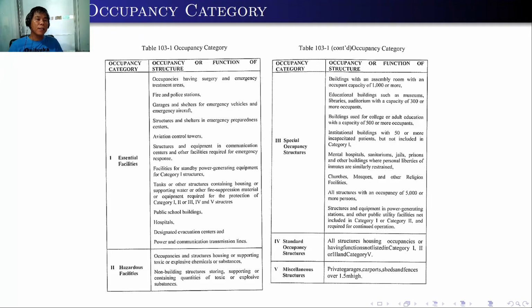So here is the step 1, the occupancy category. Table 103-1 gives us the occupancy category. There will be 5 of them: the essential facilities, hazardous facilities, special occupancy structures, standard occupancy structures, and miscellaneous structures. I want you to go over the occupancy or function of the structure so that you will be able to determine what occupancy category your structure is.